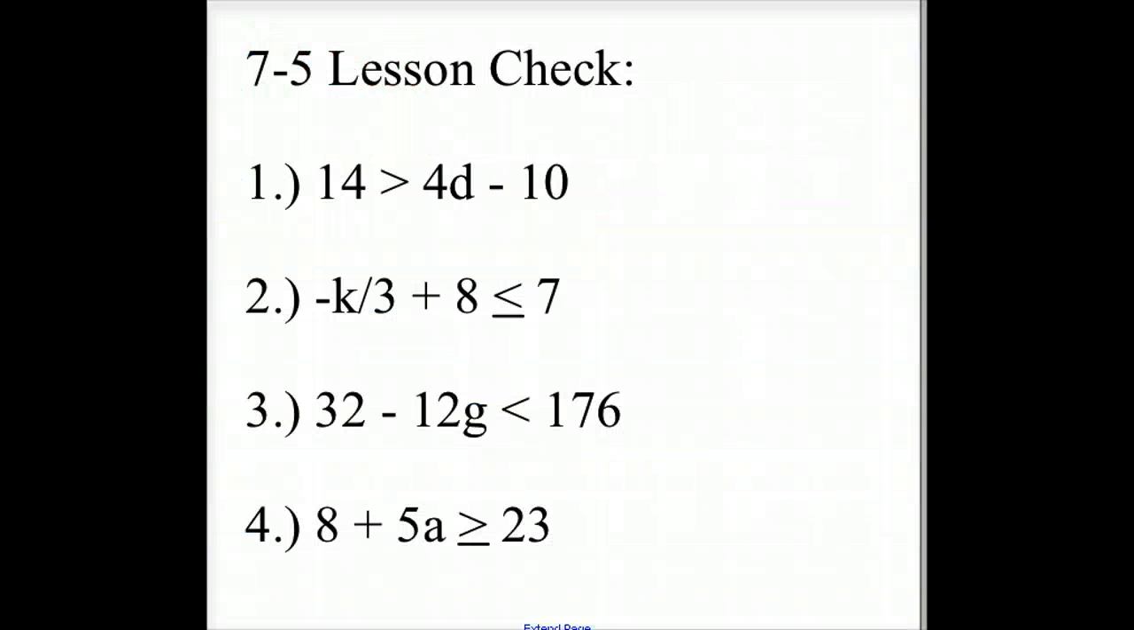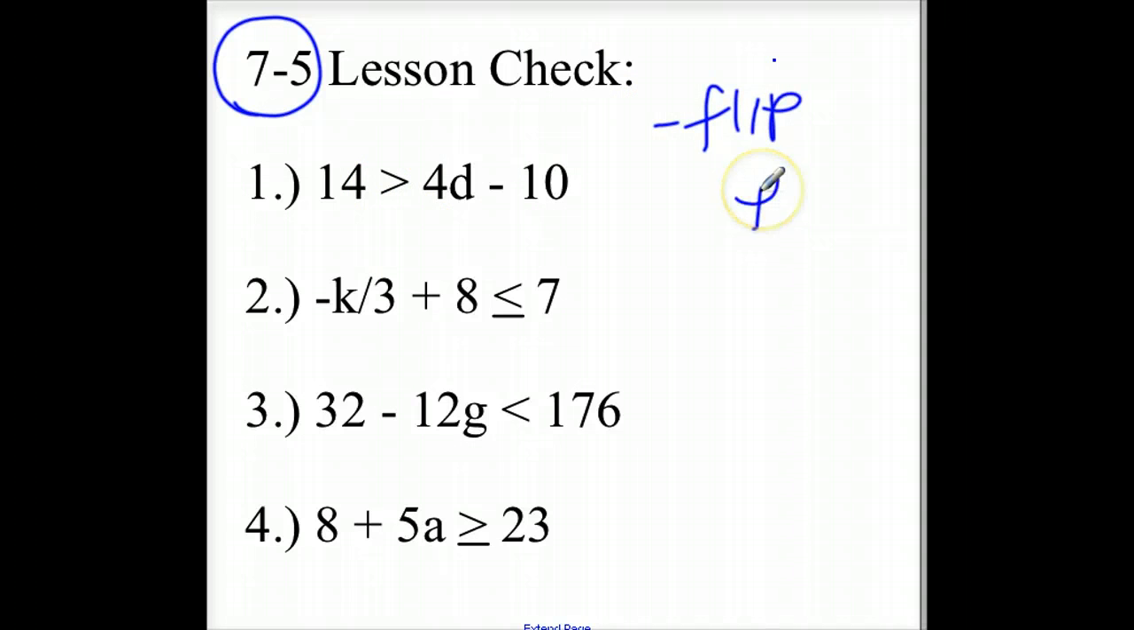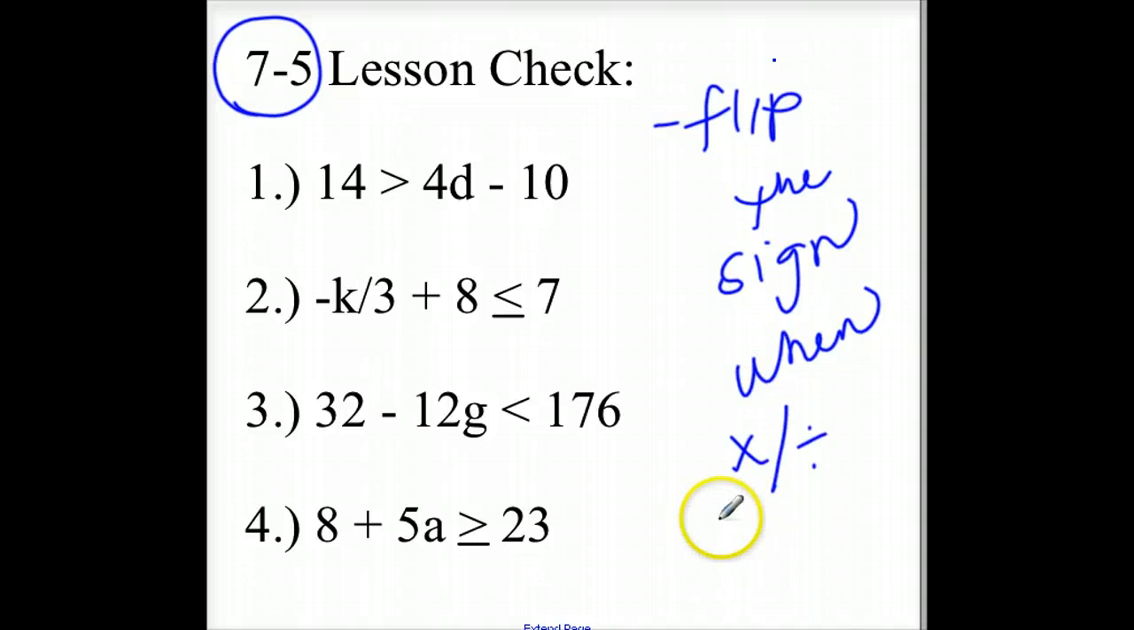All right, I'm going to skip ahead to the lesson check. There are 4 problems for 7-5. Take your time. Remember, when working with an inequality, flip the sign when you multiply or divide by a negative number.